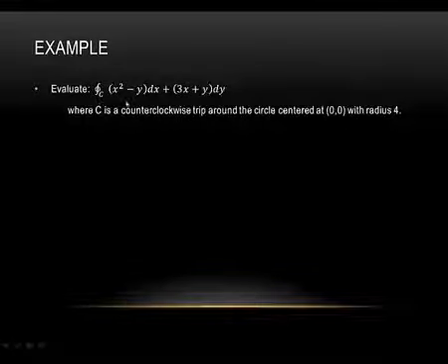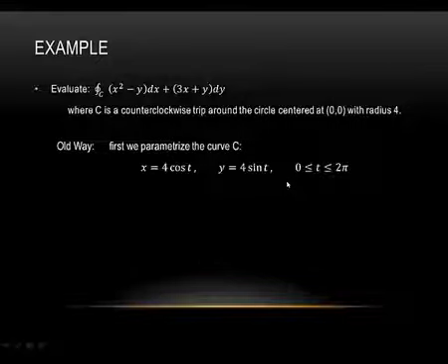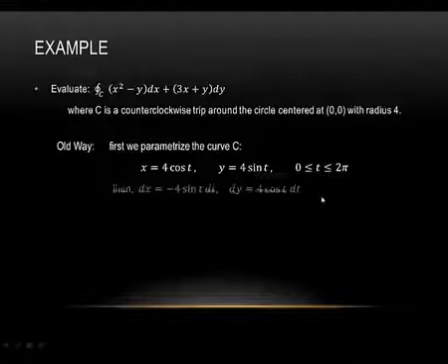We've got a line integral of this function written in differential form, and our curve is one counterclockwise trip around a circle centered at 0, 0 with radius 4. If we were going to do this the old way, first we'd have to come up with a parametrization for this circle, which we could do with x equals 4 cosine t, y equals 4 sine t, and to make a trip around the circle, t would go from 0 to 2 pi. So those would be the parametric equations of my curve.